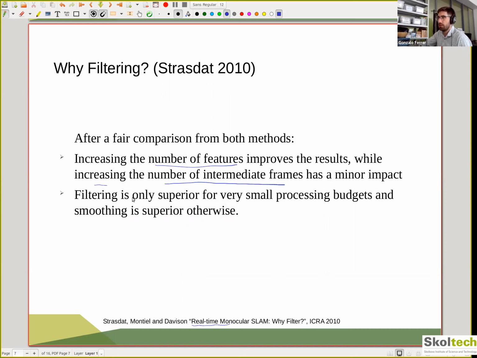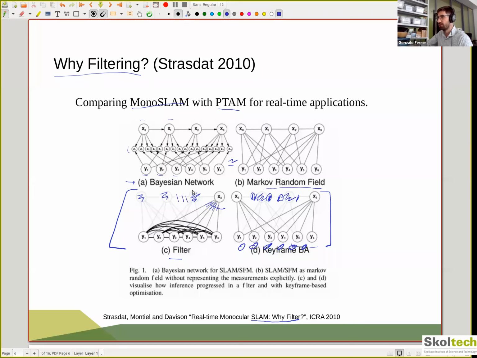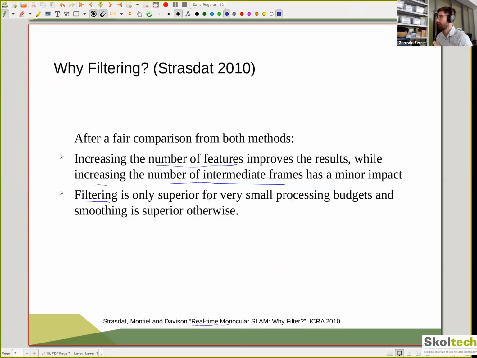And then the second very important result, after a fair comparison, again, they were not biased one way or another, is that filtering is only superior if you have a very reduced computational budget, right? Because otherwise, on filtering, remember, we are taking all poses before, and we are adding all this information, but it doesn't really affect so much. It's not really helping you on getting more accuracy. What is helping you on getting more accuracy is getting more features, right? So this is it. And if you filter compared with smoothing, it's still not superior. It's only when you have a very, very limited budget with very few key points. In that case, yes, maybe filtering is the way to go. But in all the other cases, separating things, doing tracking, and then doing this batch optimization or a small window batch gives better results, right?